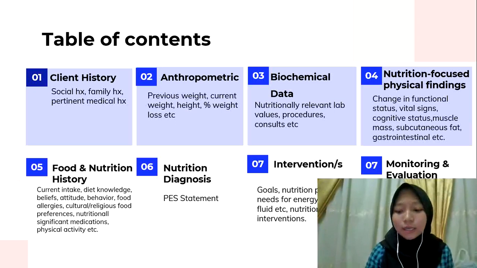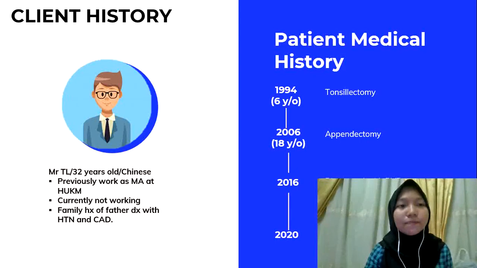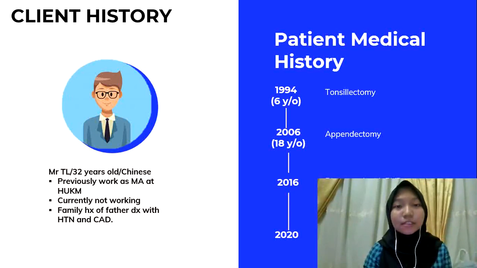So the next is the table of contents according to the NCP. I start with the client history. Patient is Mr. TL, 32 years old, Chinese, and patient previously worked as a medical assistant at HUKM, but currently not working. For the family history, patient's father was diagnosed with hypertension and CAD.